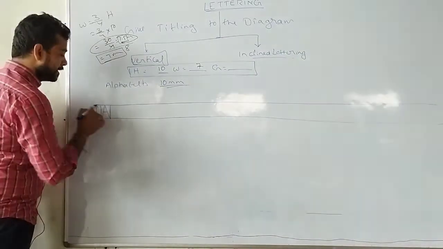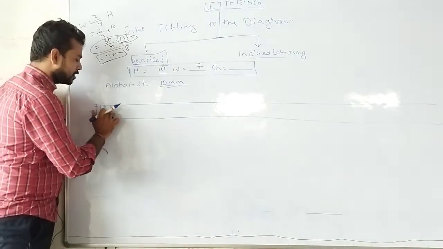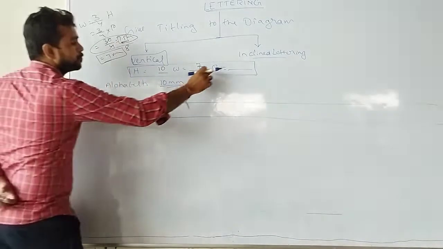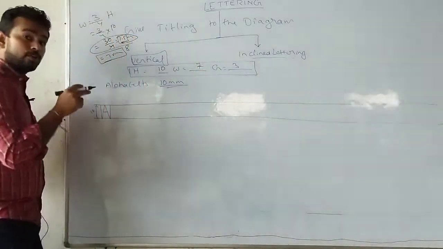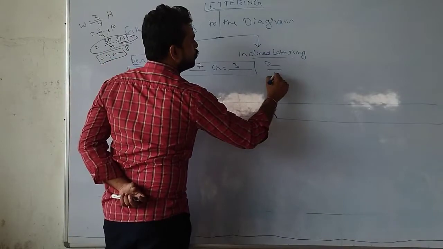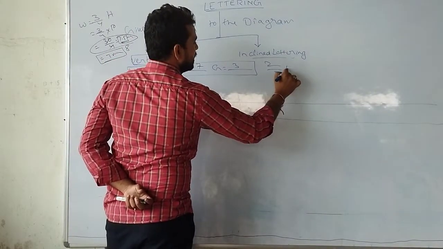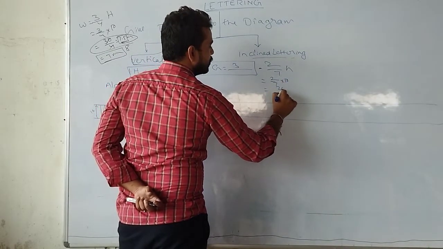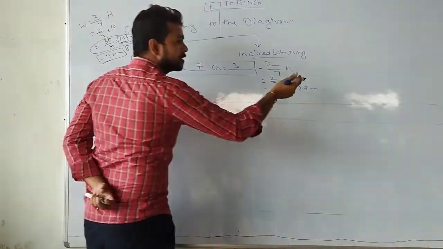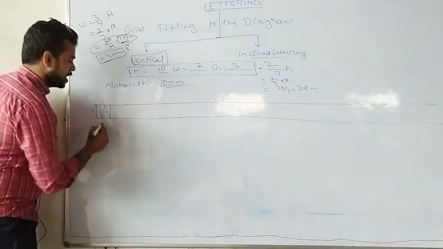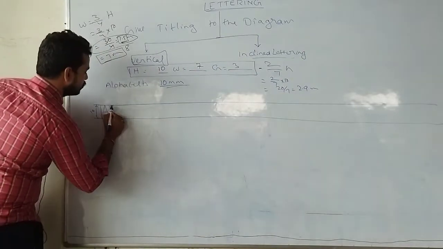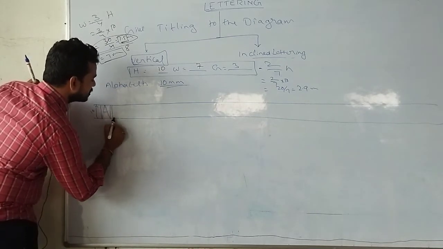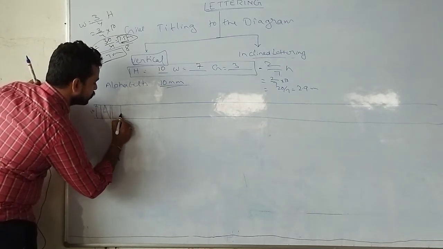Next is the gap. Why? Because immediately after the A, you cannot attach B. There should be some gap. The gap should be 3 mm. How did you get this? The formula again is 2 by 7 h, which means 2 by 7 multiplied by 10. It is 20 by 7, almost 2.9. It crosses 2.5, so I am taking a 3 mm gap. After the 3 mm gap, I have to draw a box, again 7 mm wide.